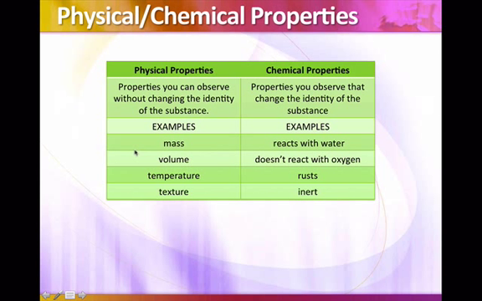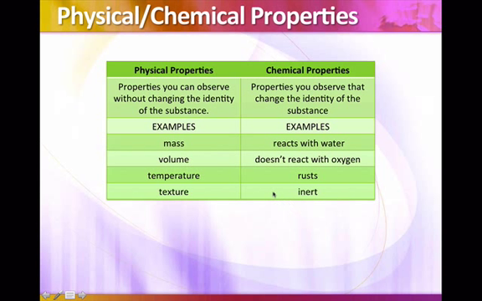A chemical property does change the identity of the substance. So for example, if I know it reacts with water, that is a chemical property. Maybe it doesn't react with the oxygen in the air. That's another chemical property. If it rusts, if I set it outside, that is a chemical property because all of these things would affect the identity of the substance.